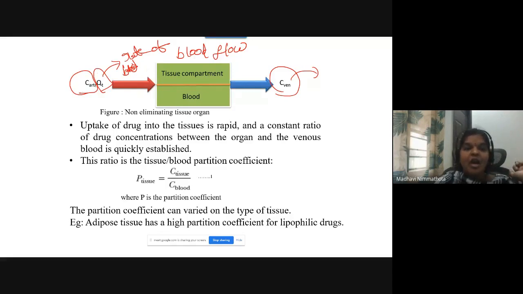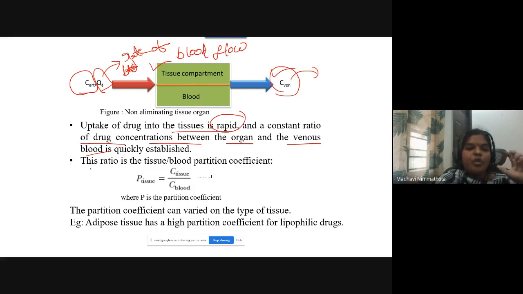C art means arterial drug concentration. C stands for concentration, art stands for artery. Here C stands for concentration, ven stands for vein. So when your drug enters the tissue compartment or blood, it will be carried by this C vein. Okay. So uptake of drug into the tissues is very rapid, and a constant ratio of drug concentrations will be maintained between the organs and the venous blood. See, this is the organ and this is the venous blood. So the distribution of your drug will be very rapid.